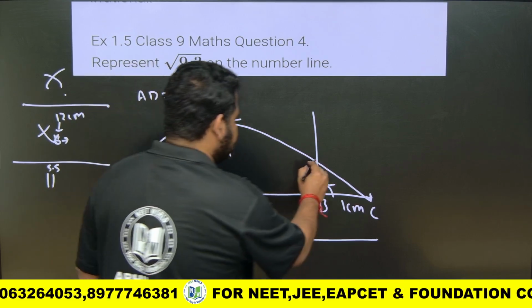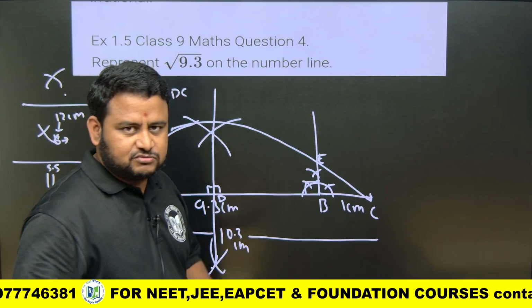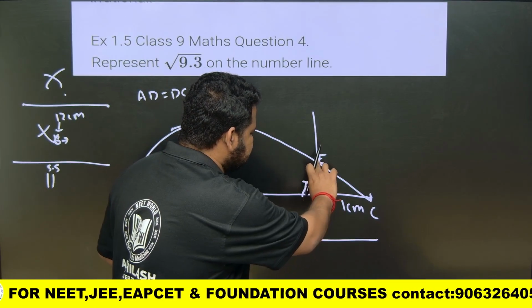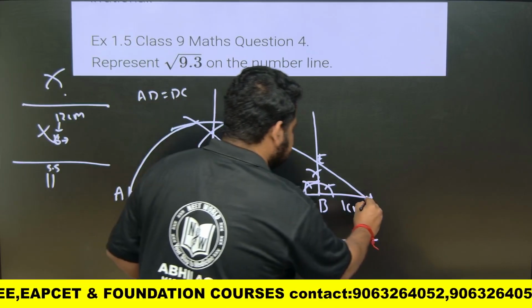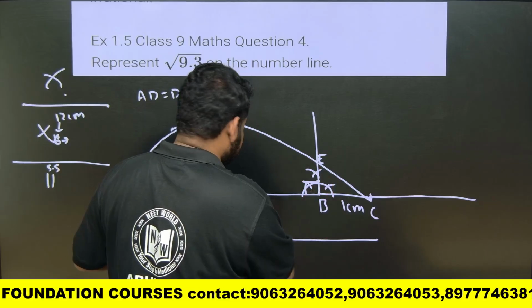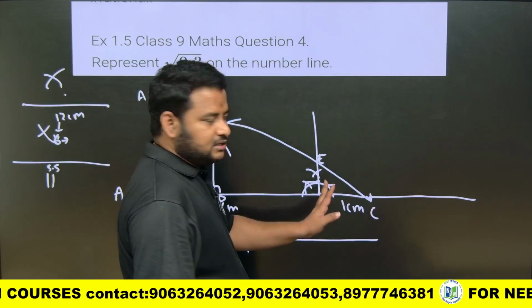Now, let this point be E. This is the 5th step. Now, 6th step: you have to keep the compass here and take this dimension, that is, you have to take that length. So if I take this length, we will extend this on the number line. We have taken this length up to C, let us extend this length.